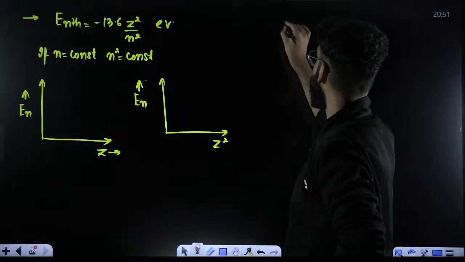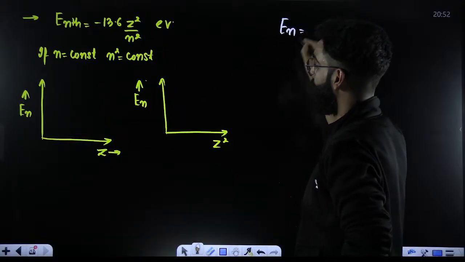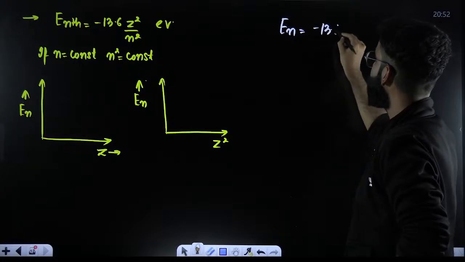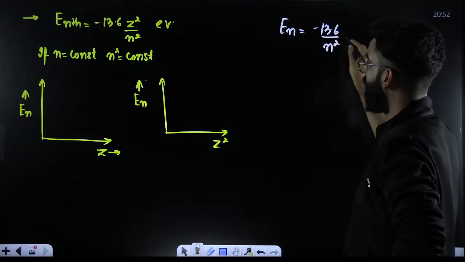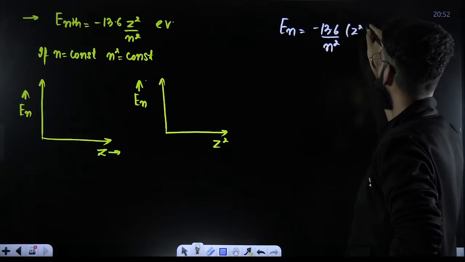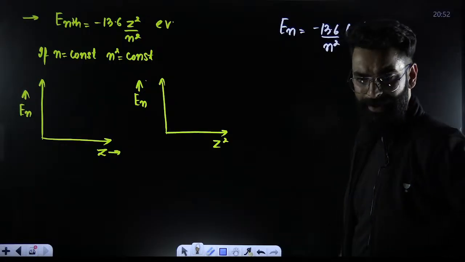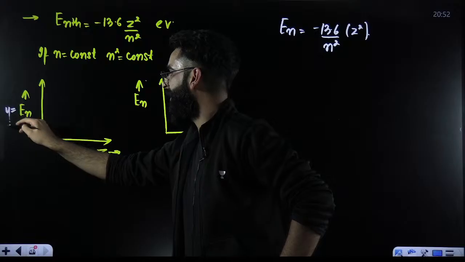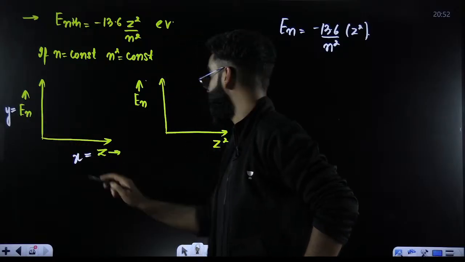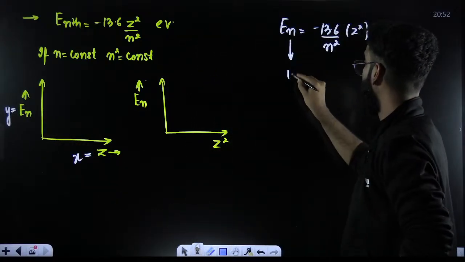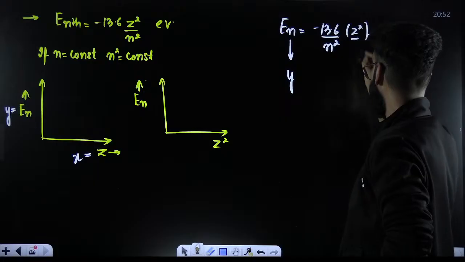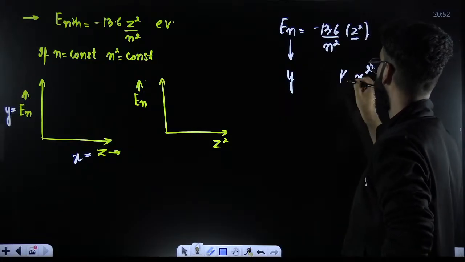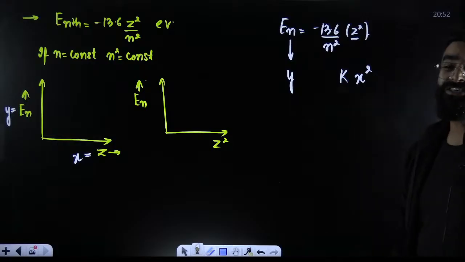First of all, I'm going to write the same equation in this format. En is equal to minus 13.6 divided by n square, and Z square I'm writing separately. I can do that easily. Now tell me, this En you're plotting along y-axis, and Z you are plotting along x-axis. But this is Z square, so x square. This becomes your k. Right? Y is equal to kx square.